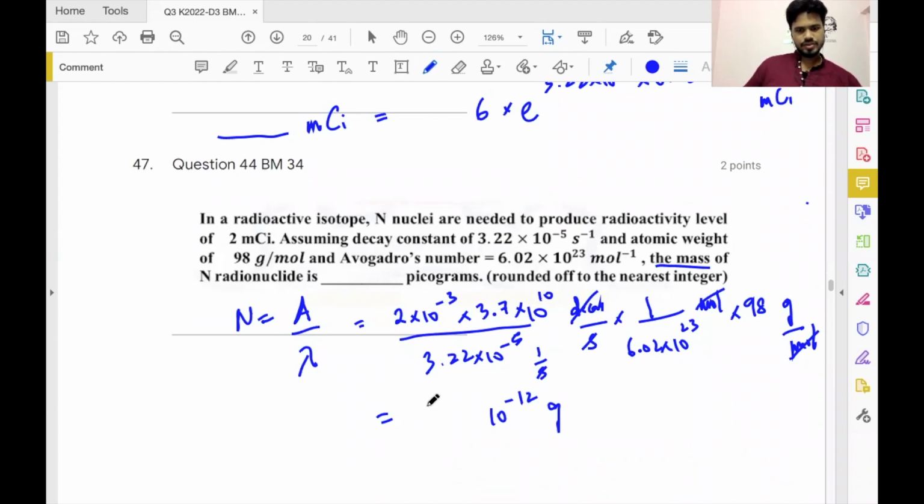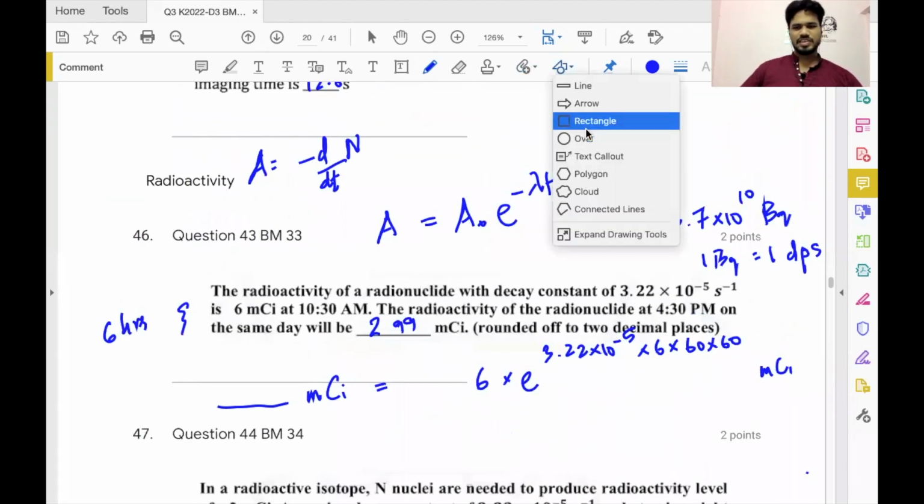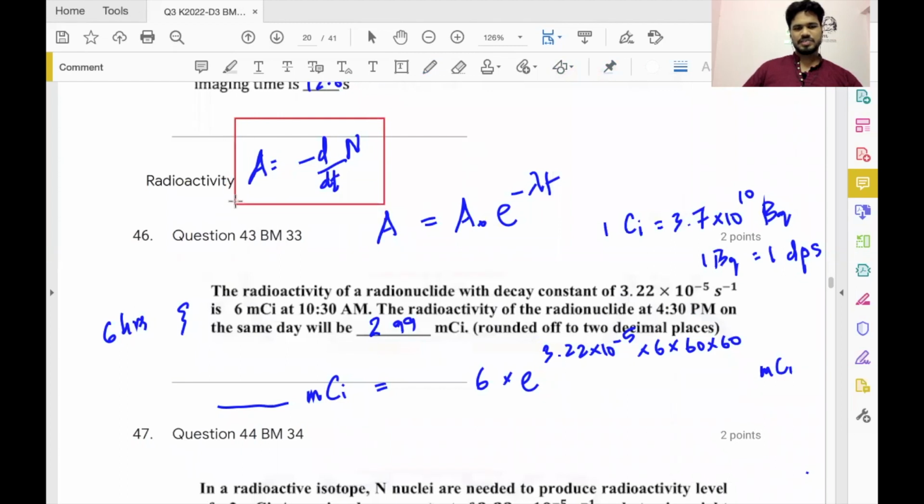374. Okay. Rounded off to the nearest integer, that would be 373 or 374. Okay, so 373 picograms. And this distinction is important because radioactivity is N times lambda, and that shows up from this relation. Radioactivity is decays per second. Okay, that shows from this.